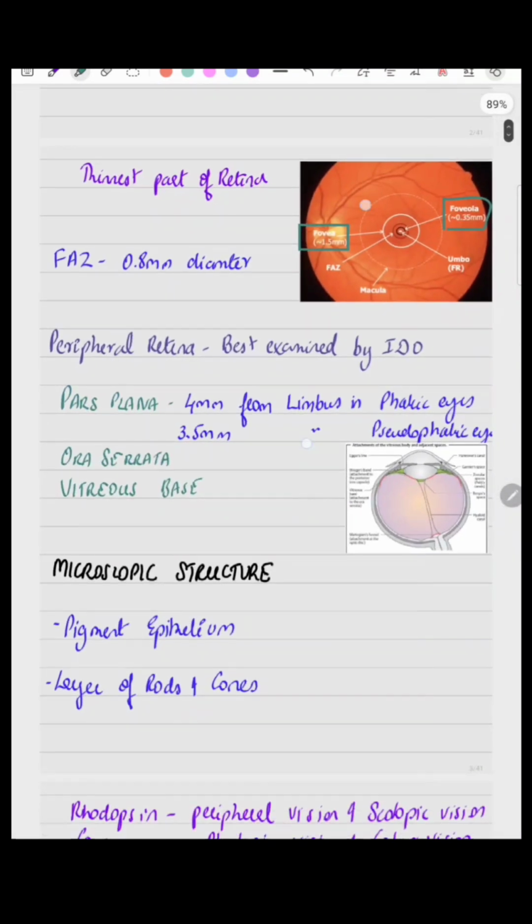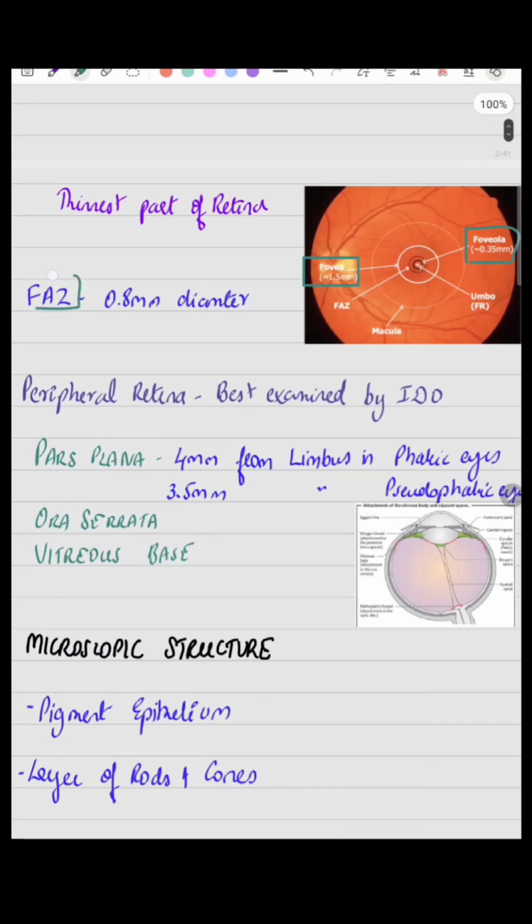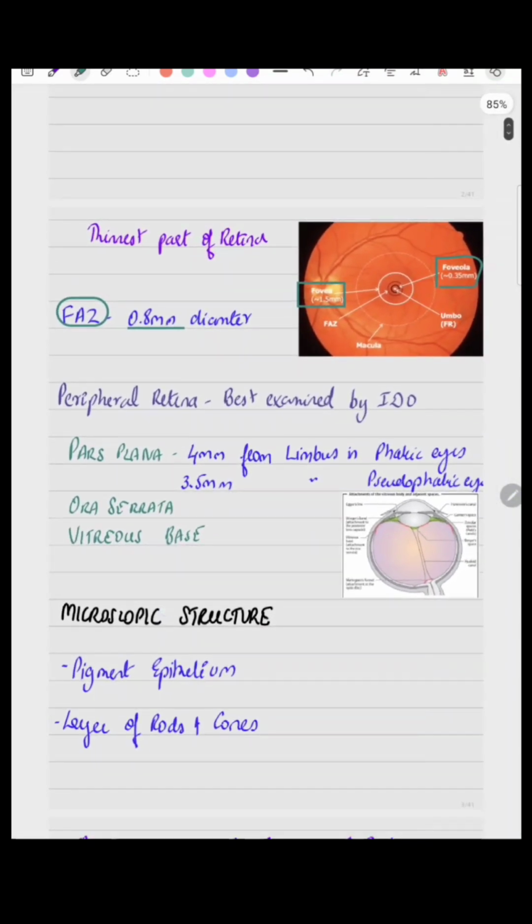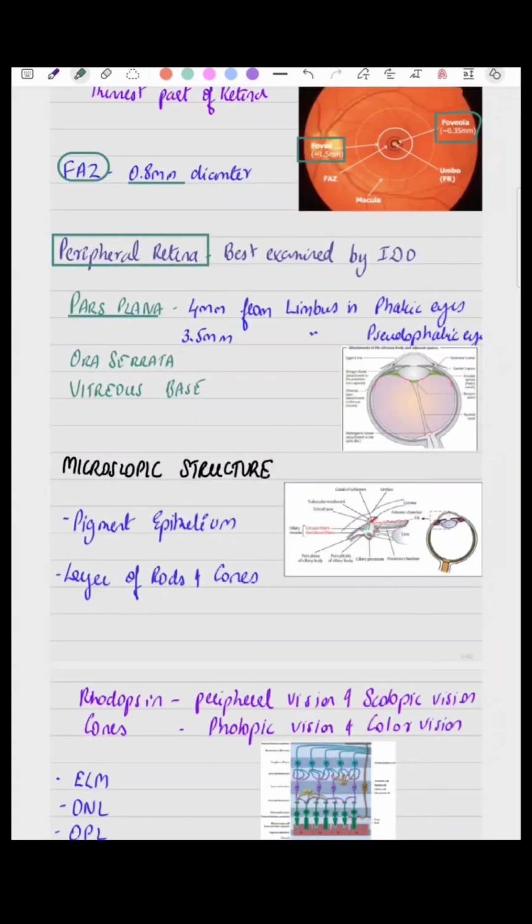Then, this is the foveal avascular zone. It is an area of about 0.8 mm, which includes the foveola and the surrounding area, which are devoid of retinal capillaries. Hence, it is known as the foveal avascular zone. Now, coming to the peripheral retina, it is best examined by indirect ophthalmoscopy.